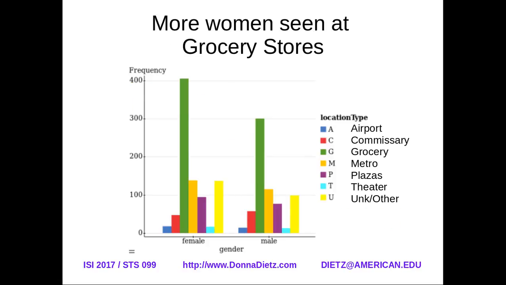We noticed there were more women in the grocery stores than men, and we had more grocery store observations than any other category just because that's where the students chose to make their observations. They saw about 300 men in the grocery stores compared to about 400 women.